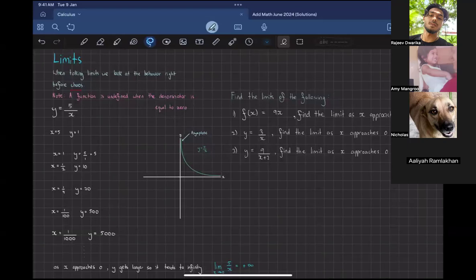Alia, you finished copying down everything? The notes for limits? Yeah. I'm doing the questions. All right, nice.